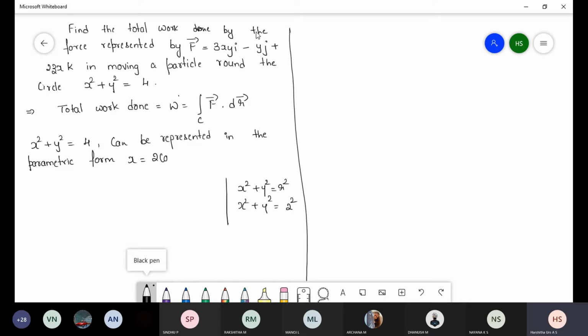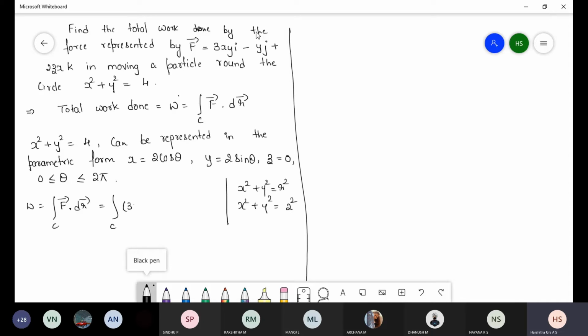So how can we write the x value? 2 into cos theta, that is r cos theta. y is equal to r sin theta. Here r is 2, so 2 sin theta, and we don't have z, so I will mention z is equal to 0. In the circle, the theta always varies from 0 to 2 pi. So we can write 0 less than or equal to theta less than or equal to 2 pi.